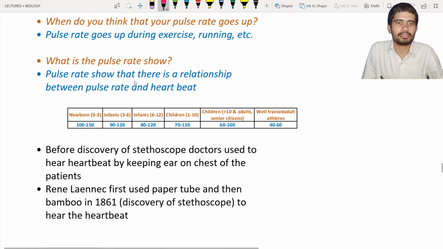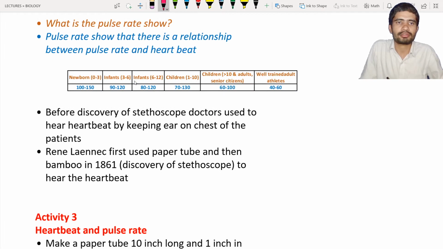And next, the pulse rate or heartbeat is different in different human beings. For example, if you see newborn individuals, their age may be 0 to 3 months, their heartbeat is so high, around 100 to 150 times per minute. Why? Because these individuals have a higher metabolic rate. If the metabolic rate is more, the heartbeat should be more. So this is one of the reasons they have such a high heartbeat.